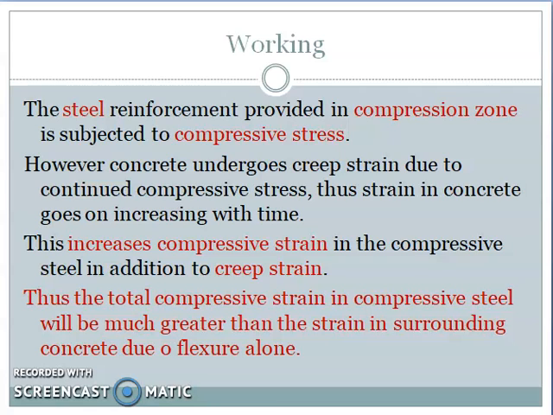Thus the total compressive strain in the compressive steel will be much greater than the strain in the surrounding concrete due to flexure alone. So the strain generated in concrete only is much lesser as compared to the compressive strain developed in the compressive steel. Okay, so in total it is more as compared to the strain in concrete.